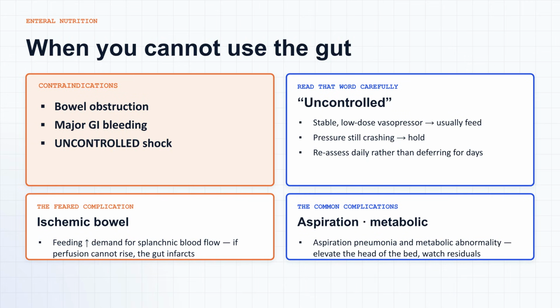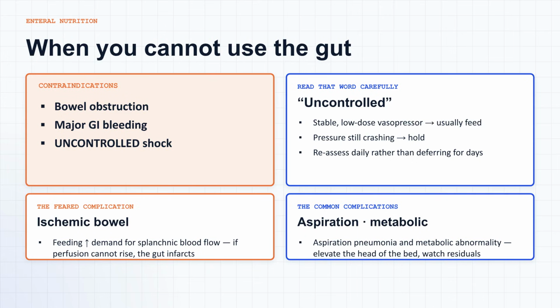Enteral nutrition has 3 clear contraindications: bowel obstruction, major gastrointestinal bleeding, and uncontrolled shock. Note the word uncontrolled. A patient on a stable low-dose vasopressor can usually be fed. A patient whose blood pressure is still crashing should not be.